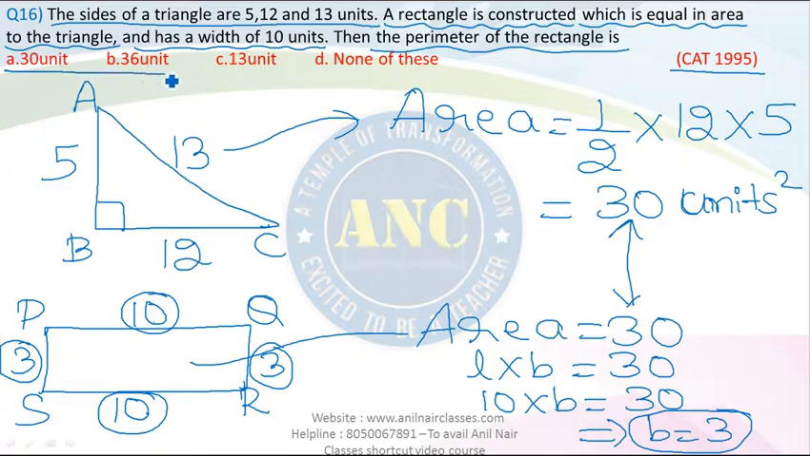Answer 26 is not given in any of these options. Therefore, the answer for this question is none of these. The answer actually for this question is 26, but because 26 units is not given in any of these answer options, the answer will be none of these, which is nothing but option D. Very easy question, although it's a CAT level question.